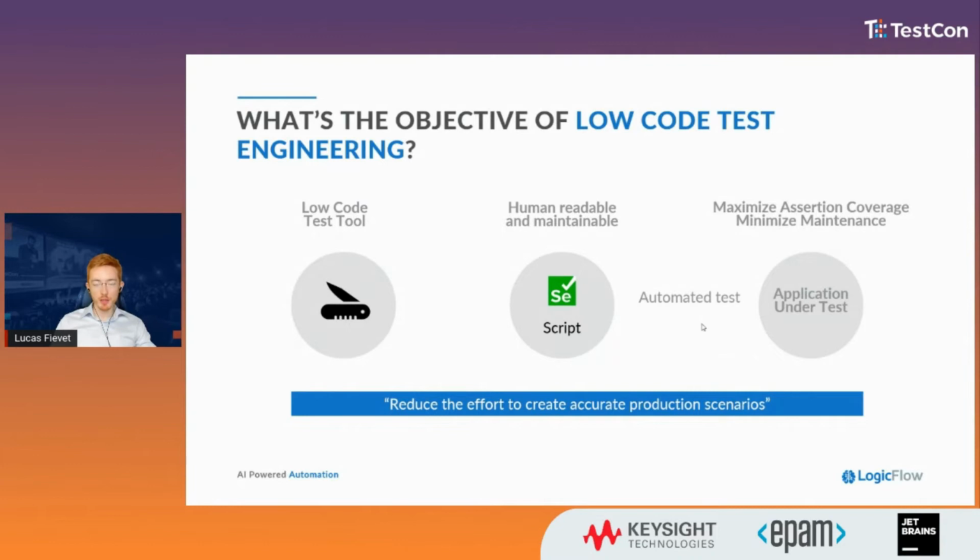So what's the objective of low-code testing in a nutshell? The goal is always to reduce the effort to create accurate production scenarios. For this, we'll have various no-code test tools. The goal for more advanced scenarios is always to be able to export human readable and maintainable scripts that can be extended by test engineers, and always with the goal to automate the test cases for the application under test, including maximizing the assertion coverage and minimizing the maintenance effort for the test cases.